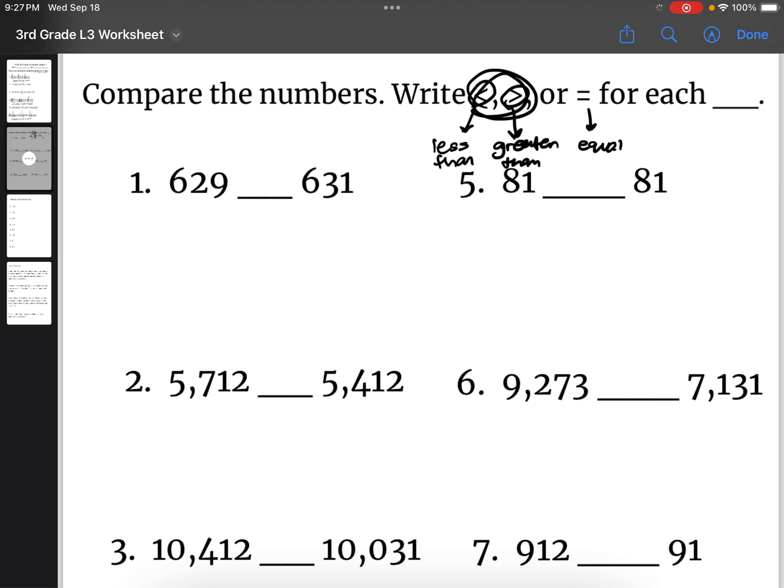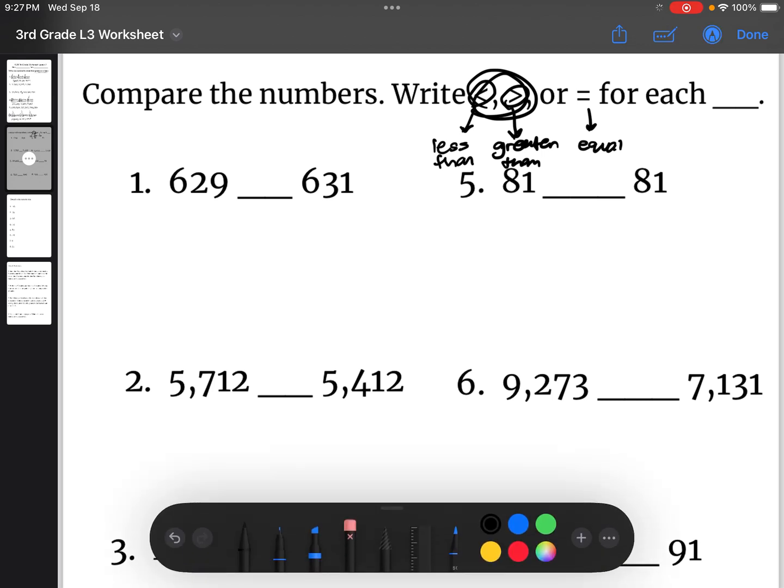The first question is 629 is blank to 631. So how can we do this? We do this by going from the first digit down. The first digit here is 6, and then the second digit is 2 and 3. So we know 3 is greater than 2, so we can see here that 631 is greater than 629. To remember, the greater one gets eaten by the alligator, which means that's the symbol.